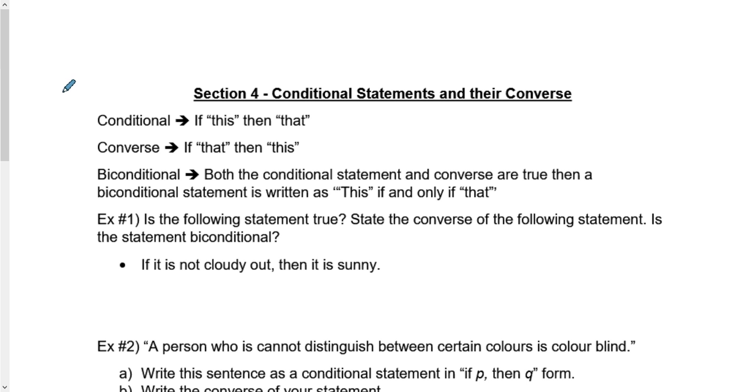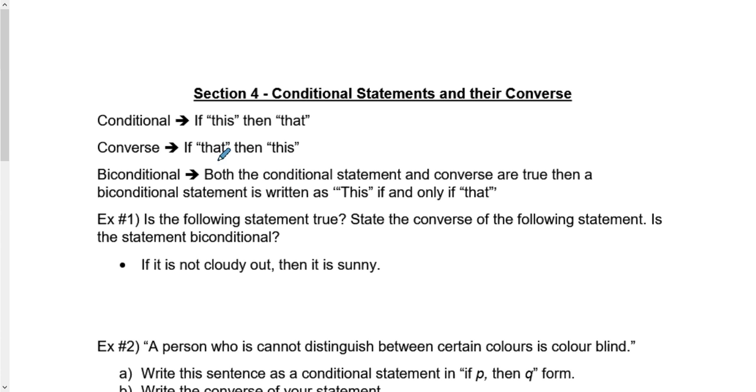Now we're going to take our understanding onto our other outcome. Instead of talking about our Venn diagrams, we're talking about conditional statements, their converse, their inverse, and their contrapositive. Our first section is going to talk about conditional statements and their converse. Basically, a conditional statement is just saying, if this, then that. So if I do really good on my test, my parents will be happy.